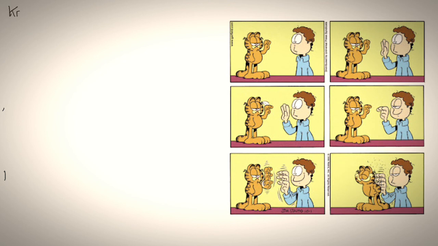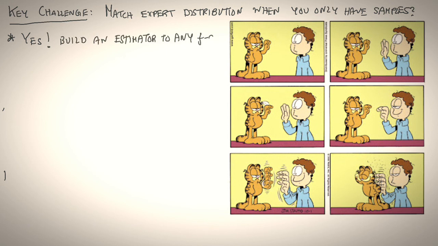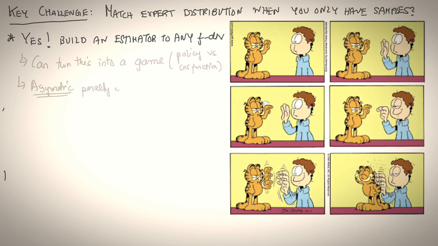Now, as we come to an end, let's recap the key challenges that we discussed today. We asked the question, can we match the expert distribution when the only thing we have are samples? You don't know the expert's distribution. The answer is yes, we can. We can do so by building an estimator for any f-divergence. Moreover, we showed that we can turn this into a game between a policy and a cost function. This game turned out to be an asymmetric penalty of the learner cost versus the expert cost.